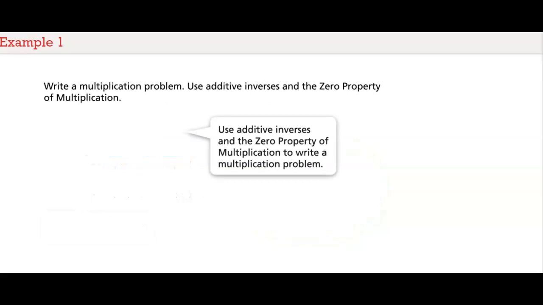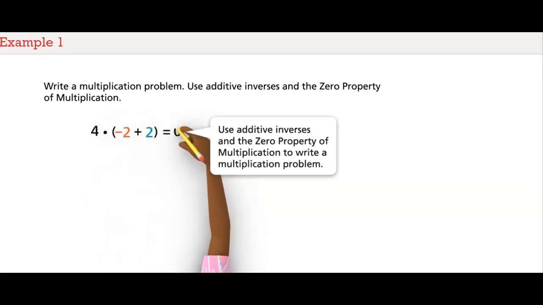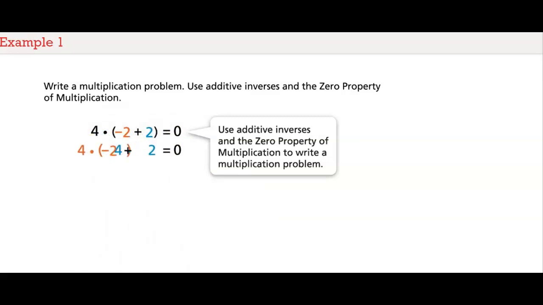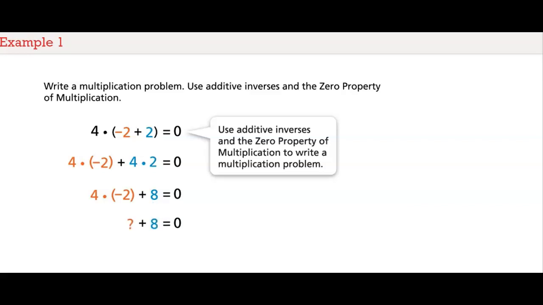You can use the additive inverses and zero property of multiplication to write a multiplication problem. 4 times the quantity, -2 plus 2, equals 0. 4 times -2 plus 4 times 2 equals 0. 4 times -2 plus 8 equals 0. So what plus 8 equals 0? You know that opposites add to 0.